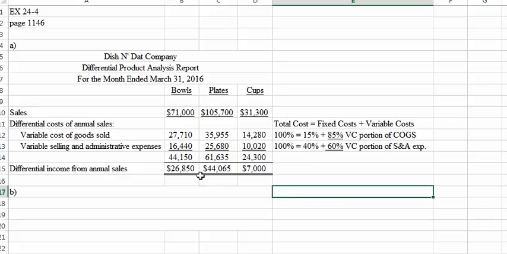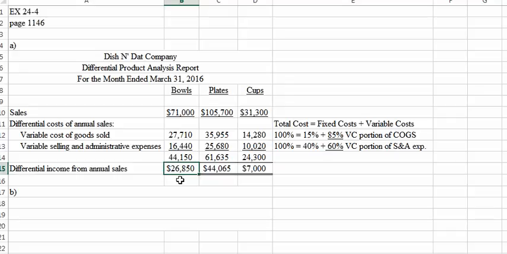Okay. The bowls, they're covering their own variable cost and they're kicking in $26,850 toward company-wide fixed cost. But they weren't in question. They're earning a profit even given their share of fixed cost. Same with plates. They're more than covering their own variable cost and they're kicking in $44,065 toward company-wide fixed costs.